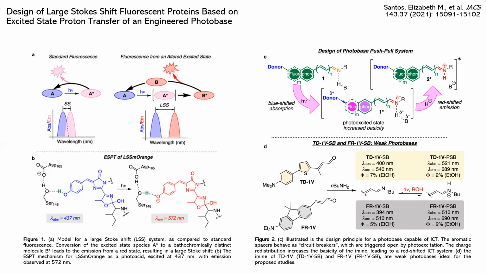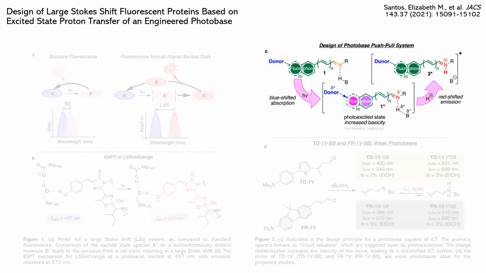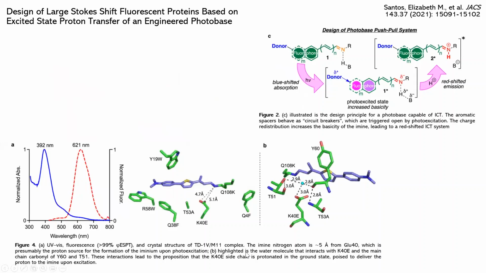In this case, the authors engineered a glutamic acid into the binding site to serve as that proton donor, and they ended up using these two weak photobases shown in figure 2D, and found they were the most successful out of all that they tried. So like I said, they engineered a glutamic acid to serve as that proton donor, and you can see a schematic with one of those ligands in the binding site here. And while they don't know the exact mechanism, it's believed that the water molecule highlighted in figure 4B serves to facilitate that proton transfer in the ESPT.